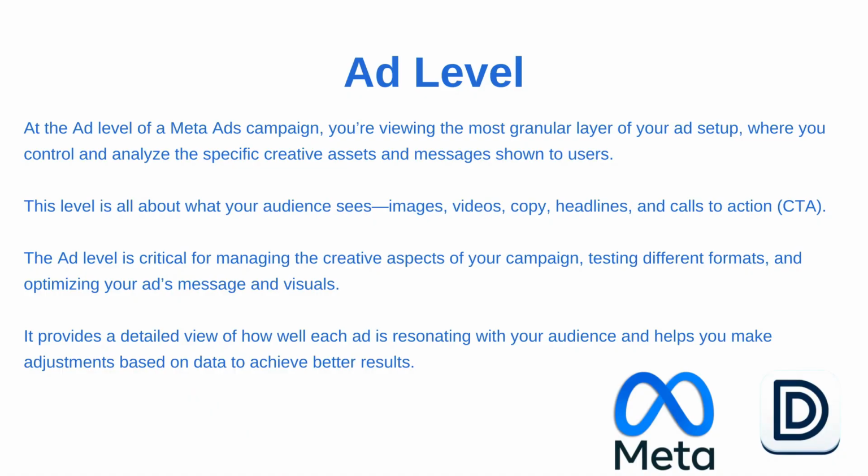And lastly, we have the ad level. At the ad level of a Meta ads campaign, you're viewing the most granular layer of your ad setup, where you control and analyze the specific creative assets and messages shown to users. It provides a detailed view on how well each ad is resonating with your audience and helps you make adjustments based on data to achieve better results. So when we're looking at the ad level, we're ultimately seeing the performance itemized by which ad earned spend within that ad set and campaign.